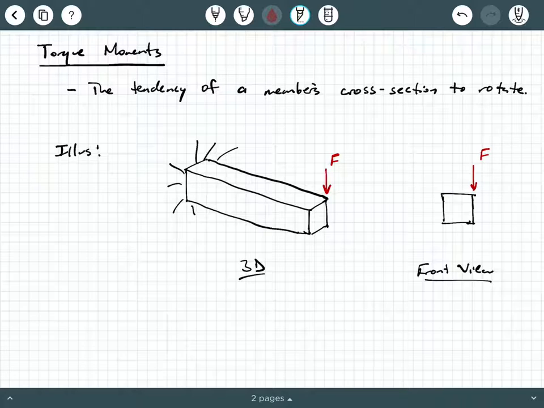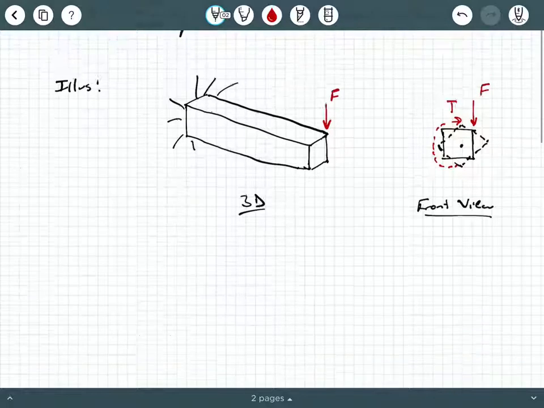Well, this beam is going to tend to want to twist kind of like this, since this force is at some kind of distance away from the center of the beam, okay? So this cross section of the beam will tend to want to rotate kind of like this and twist about the center point, all right? So the question then becomes, what is this torque moment that is produced, all right?